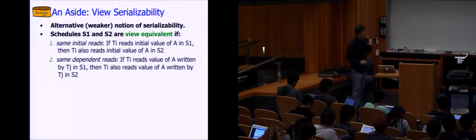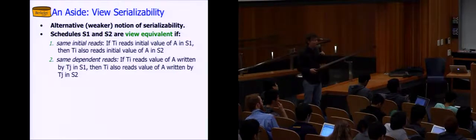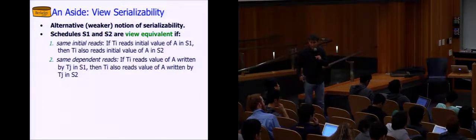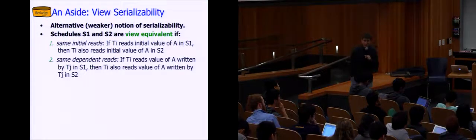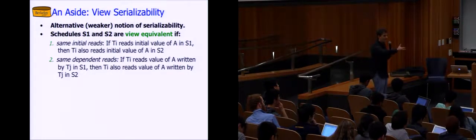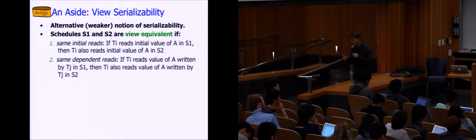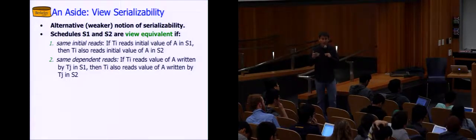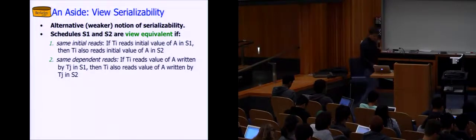They also have the same dependent reads. So by contrast, if Ti reads a value of A that was written by Tj in the first schedule, then it reads a value of A written by Tj in the second schedule. All right? So if you want to think about data being passed along from one transaction to the next, the way the data is passed along is the same. Either you read unpolluted data or you read data written by the same guy you read from in the other schedule. So all the reads are kind of the same.